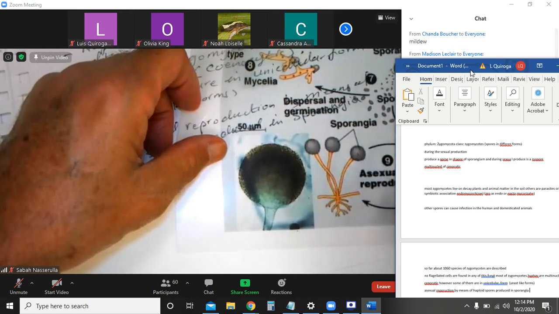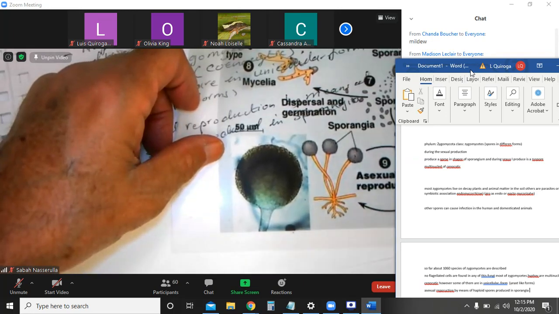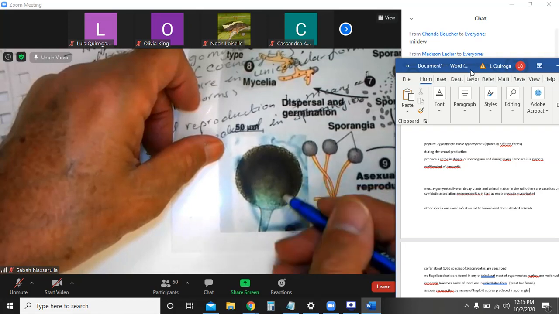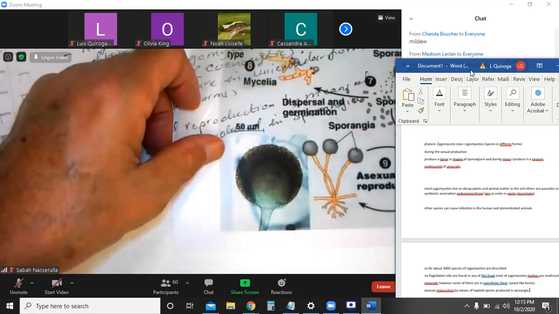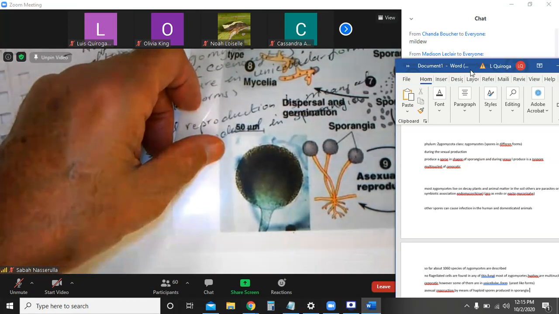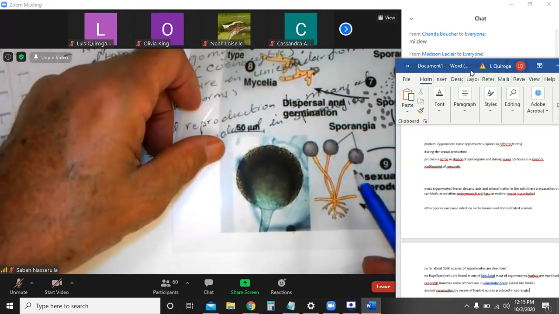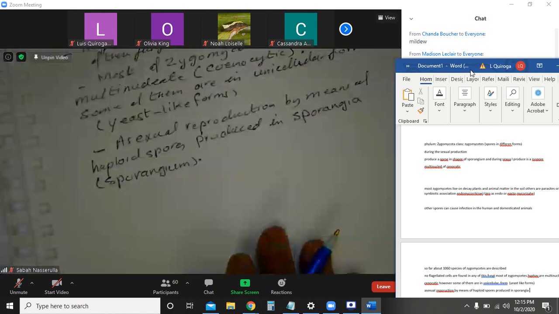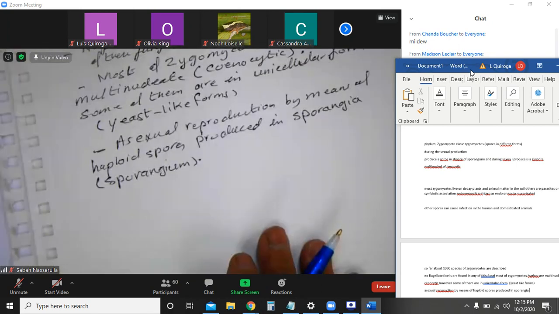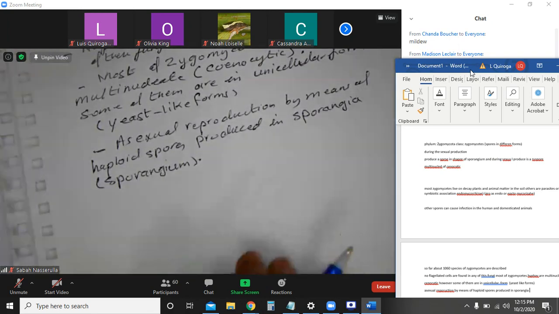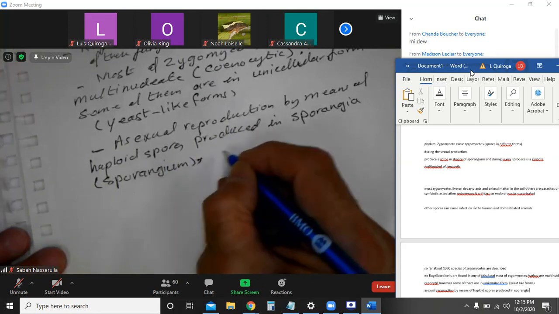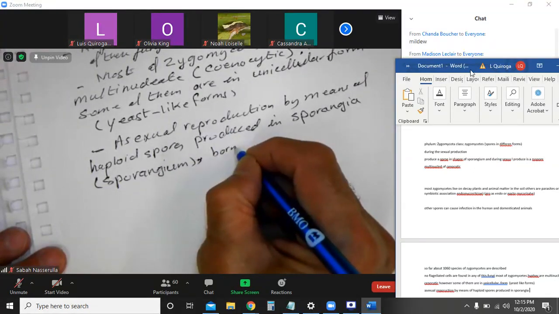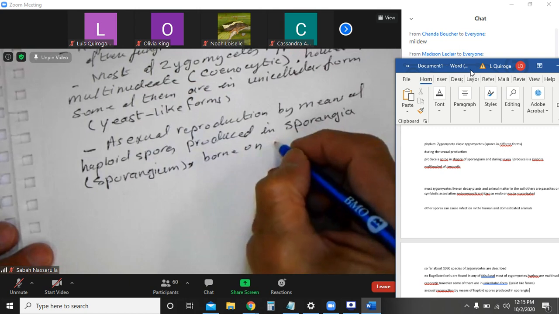Now, one of the major species is Rhizopus, which is very common all over any area you find it. Some of the species cause what is known as the black mold of bread. I'm going to show it to you later. But at the moment, the asexual reproduction is by the sporangia, or sporangium, born on a hyphae.